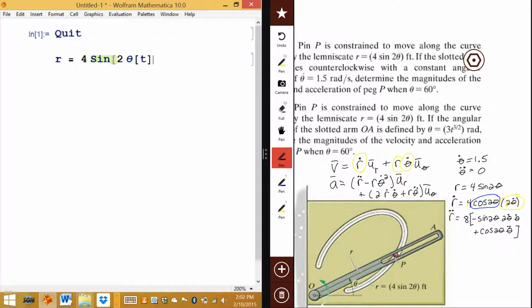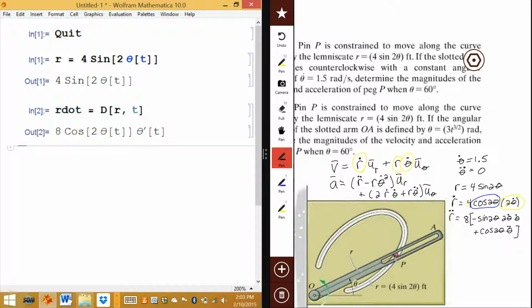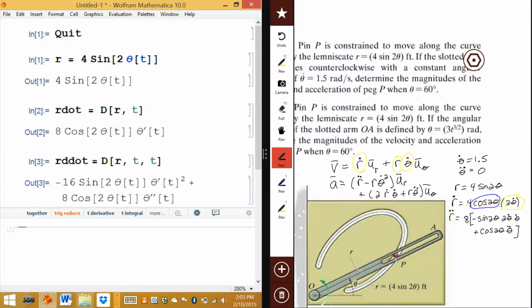And theta is a function of time, so I declare it as a function of time. And then I hit enter. So now it knows what r is. I'm going to find r dot as the derivative of r with respect to time. And then I'm going to find r double dot as the derivative of r with respect to time twice. And so now that I've finished taking derivatives, I'm going to plug in numbers. And so here what I have is theta of time, and that is equal to 60 degrees.